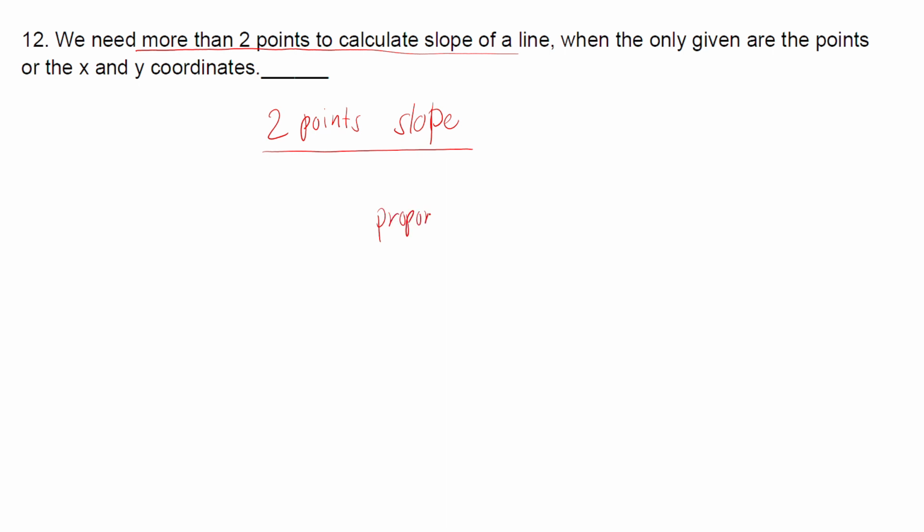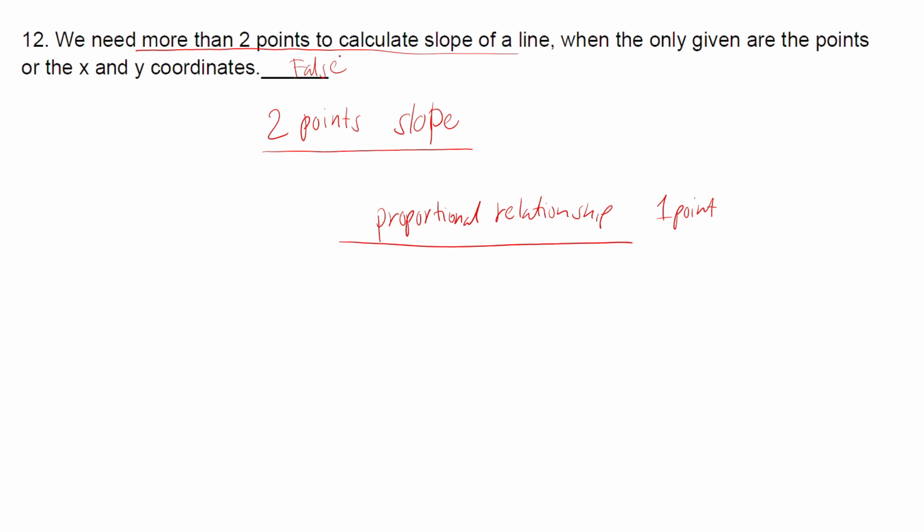proportional relationship, actually, we just need 1 point, right? Because please take note that in general, we need 2 points to find the slope. However, if the relationship is proportional, we only need 1 point. So it's like you need one or two. However, it says more than two, and that's definitely wrong. That's why this one is false.